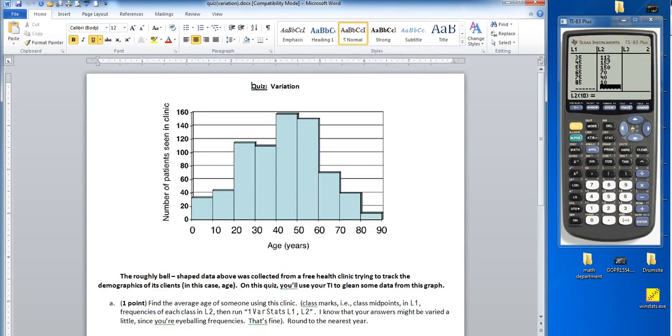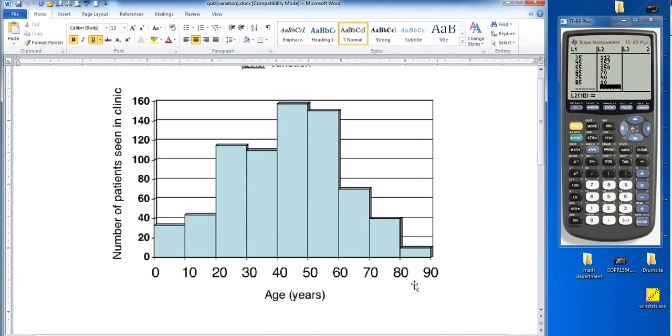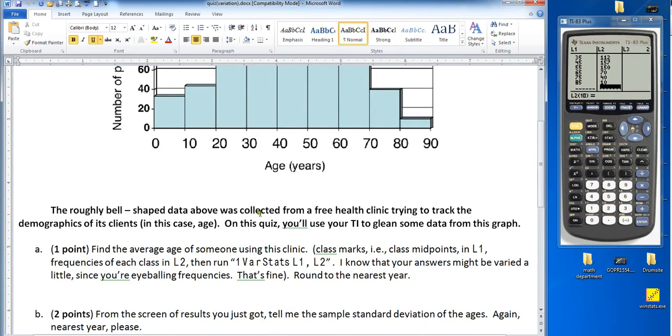Hey there, everybody. The purpose of this little video is to help you get some solutions for the variation quiz involving this nice bell-ish shaped data about patients seen in a clinic and their ages. So you've got one variable of their ages and how old these folks are, and if we can tell something about them. So let's get in here. Roughly bell-shaped data. Use your TI to glean some other data from the graph.